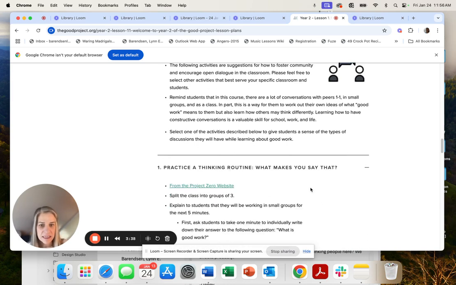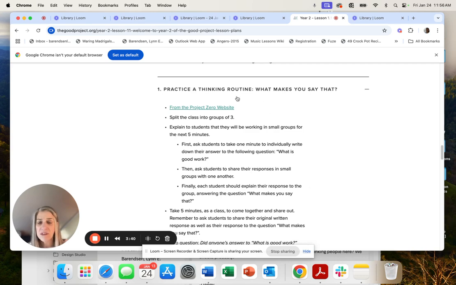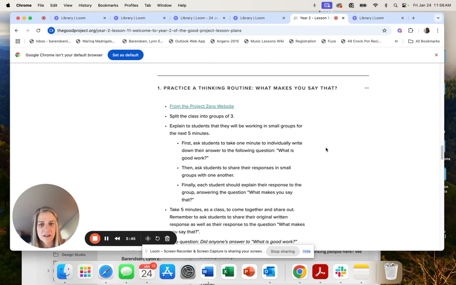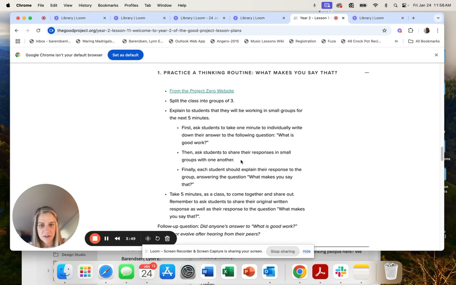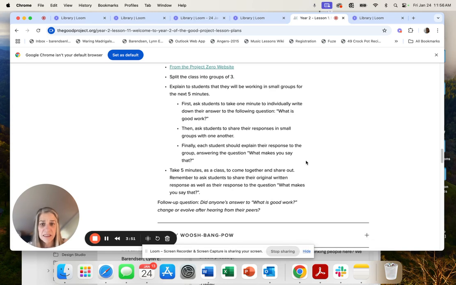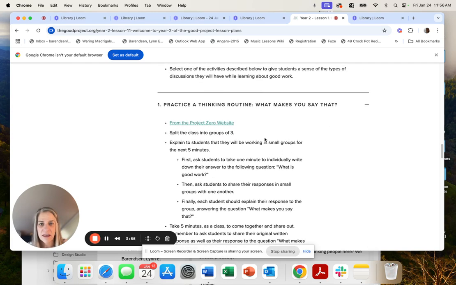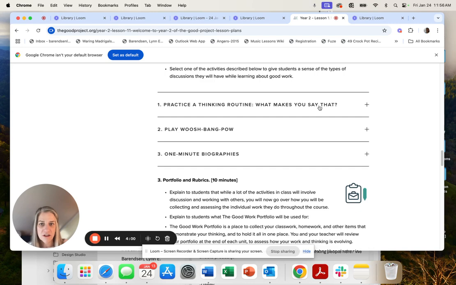One is practicing a thinking routine. We use a lot of thinking routines here at Project Zero. So this is splitting the class into 3, asking them to work in small groups and think about what good work means to them, coming together, and then sharing out and being conscious about how their thinking process may or may not have changed. That's one option.